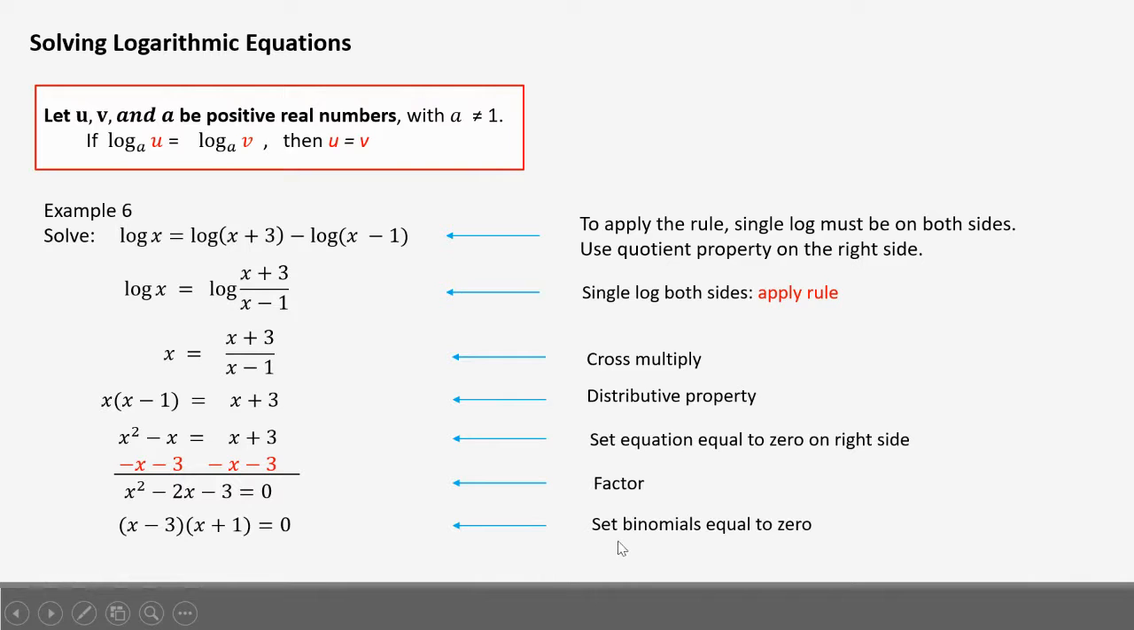Now here we're going to set each binomial equal to 0. In math this is called the zero product property, but you guys are not there yet, so I don't want to state the theorem here. Just set each binomial equal to 0. So for example, I'm going to set this one equal to 0. It's here on the bottom. x minus 3 equals 0, or x plus 1 equals 0. And just solve for x. x equals 3 or x equals negative 1. Okay, so these are my two answers.